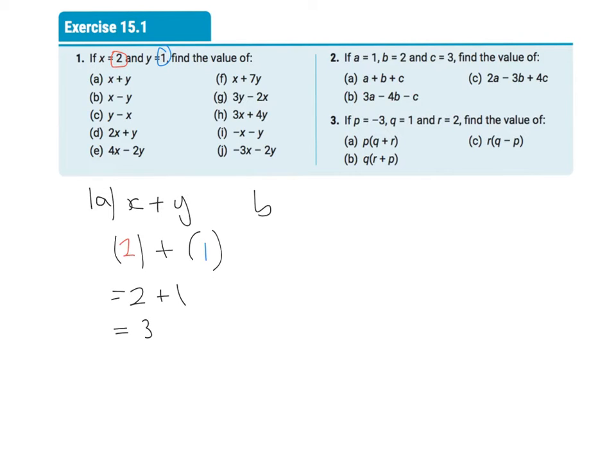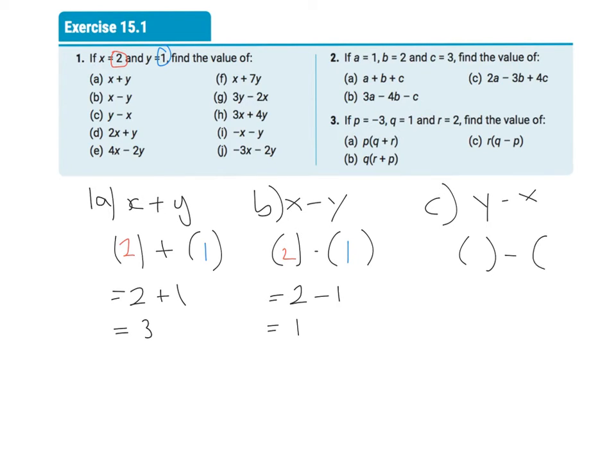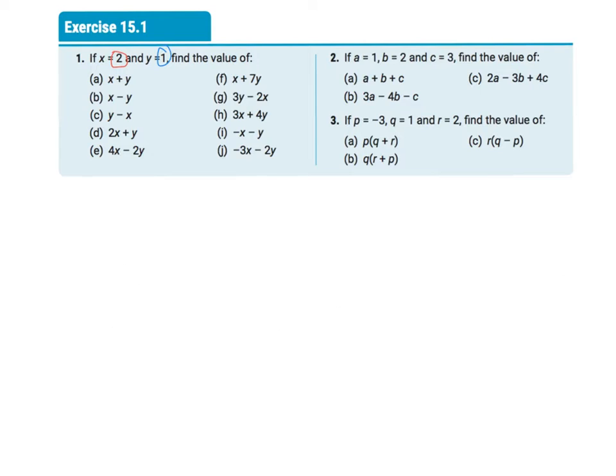For part B, x minus y. Two for x, 1 for y. It ends up with 2 minus 1, which is 1. For part C, y minus x. I'm subbing in 1 for y, 2 for x, 1 minus 2, which is minus 1.